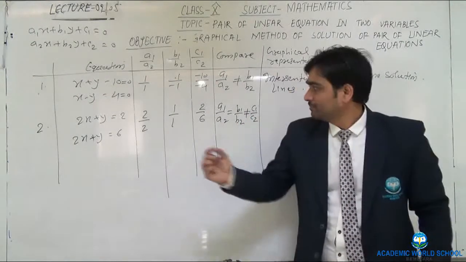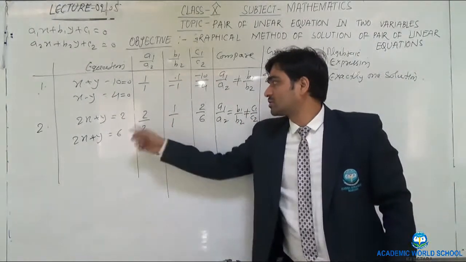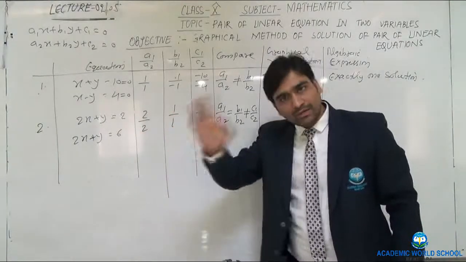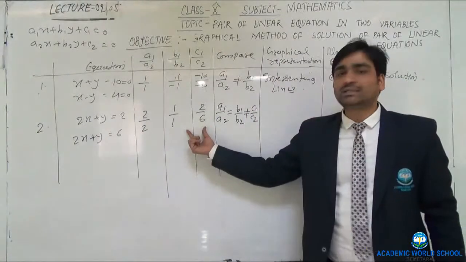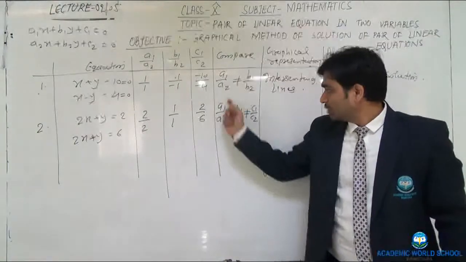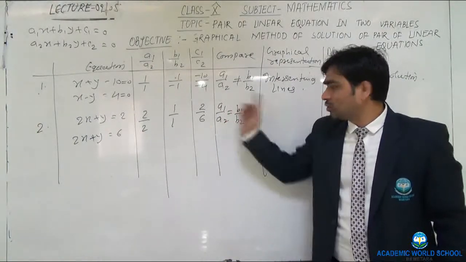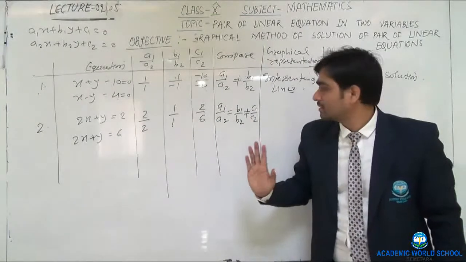Getting my point? Both these values are the same because 2 and 2 cancel, 1 by 1 is 1. So these both are equal, but they are not equal to this part. So a1 upon a2 is equal to b1 upon b2, but not equal to c1 upon c2.